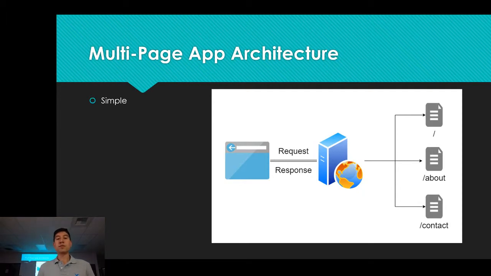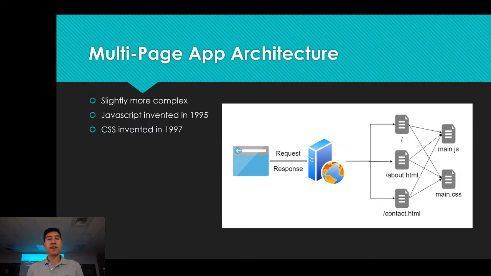So technology always advances. It always gets a little bit more complicated as time goes on. It's just kind of the nature of the beast. So that kind of advanced, and the reason why it advanced was because JavaScript was invented in 1995. You also had CSS being invented in 1997. So that kind of allowed web developers to develop slightly more complex web applications.